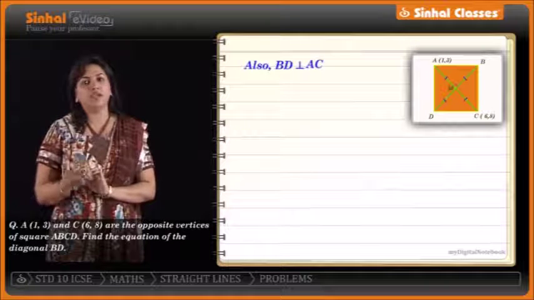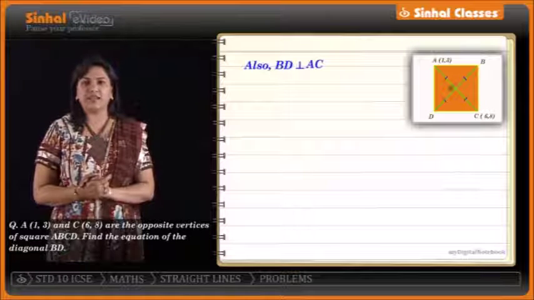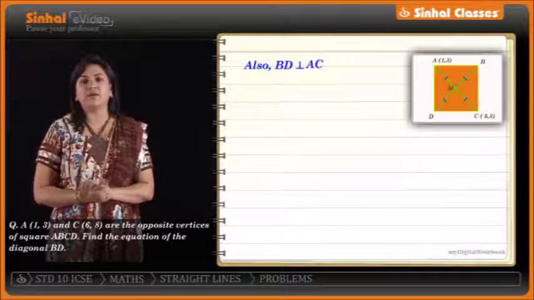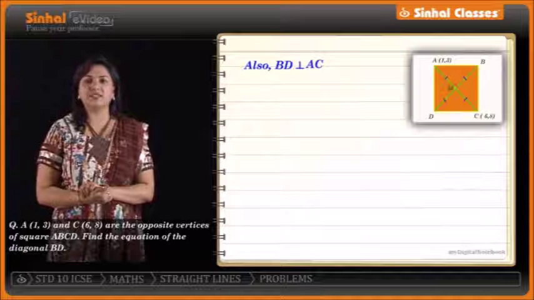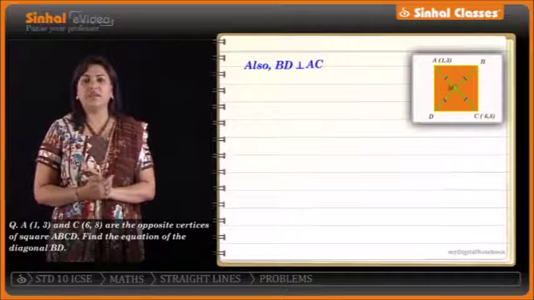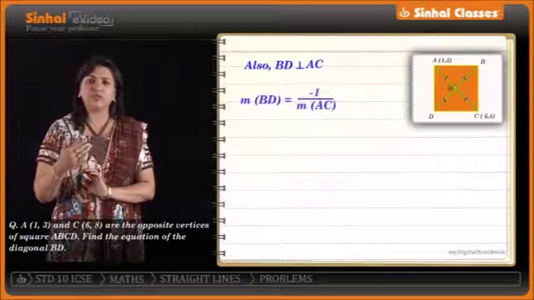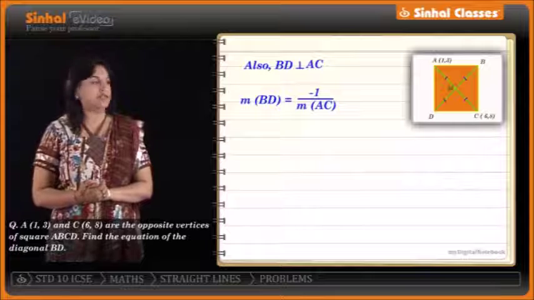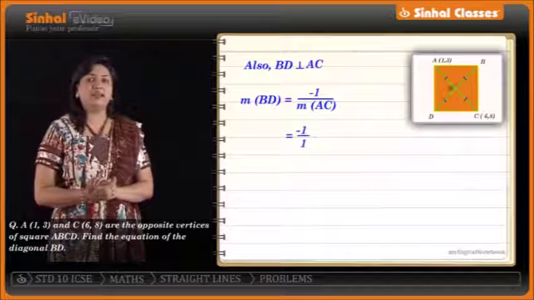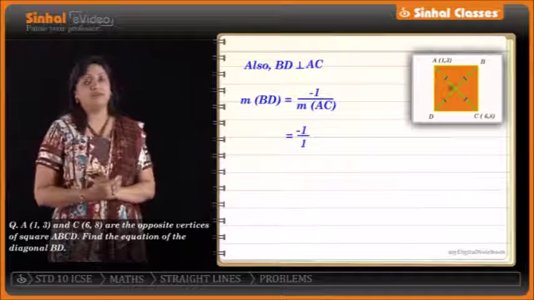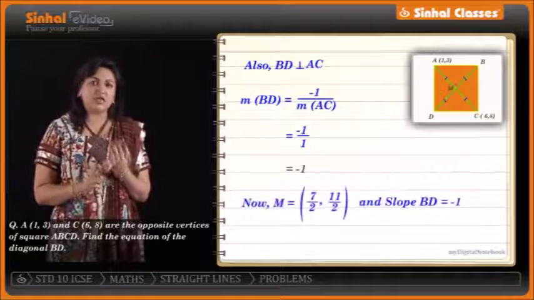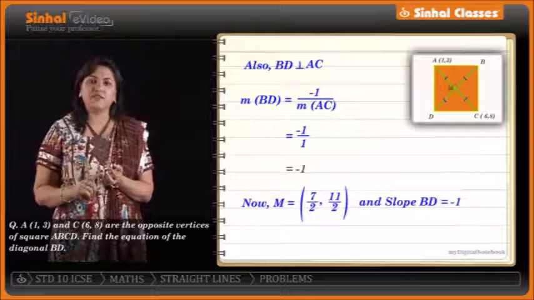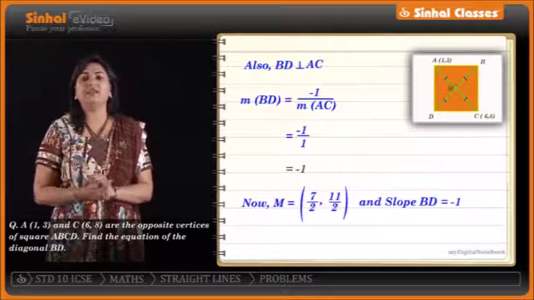Now we know BD is perpendicular to AC, and if two lines are perpendicular, the product of their slopes is minus 1. The slope of line BD will be minus 1 upon slope of AC, that is minus 1 upon 1, we have minus 1. So we have the slope of BD and we have a point M which is on the line BD.